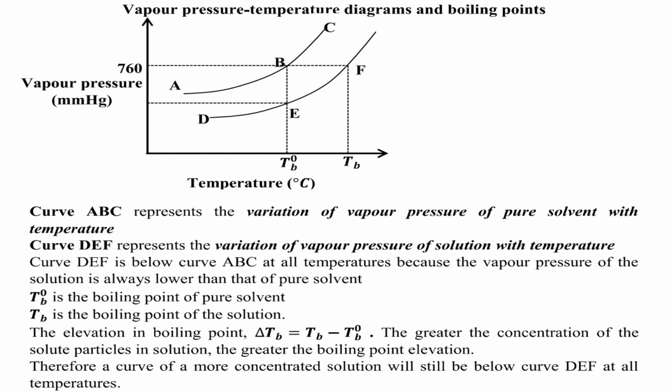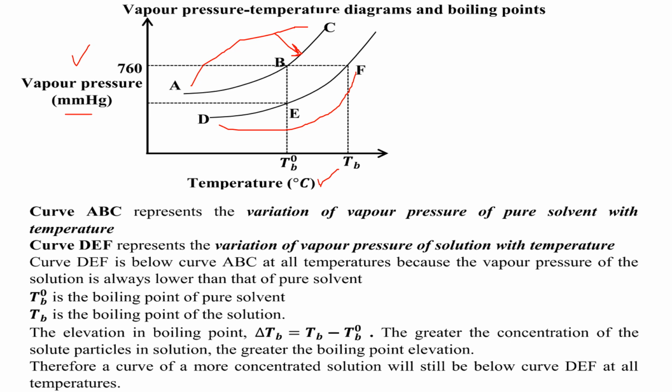Let's look at the vapor pressure temperature diagrams under Ebullioscopy. Now you're saying that you're going to plot a graph of vapor pressure measured in millimeters of mercury against temperature, which is measured in degrees Celsius. Now we are having two curves. We are having curve ABC and you're also having curve DEF. Now how are we going to describe these curves? Remember that this is for boiling point, you are going to be lowering vapor pressure. So that means that the one with the highest vapor pressure is going to be the curve for the solvent.